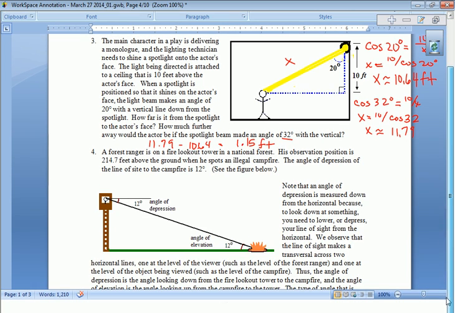All right. Now this last one, it's talking about a forest ranger being up in a fire lookout tower. I see these down in South Georgia. We don't see as many of them around here, do we? No. Have you guys ever seen these? Yes, I saw one in St. Simon's Island. Okay.